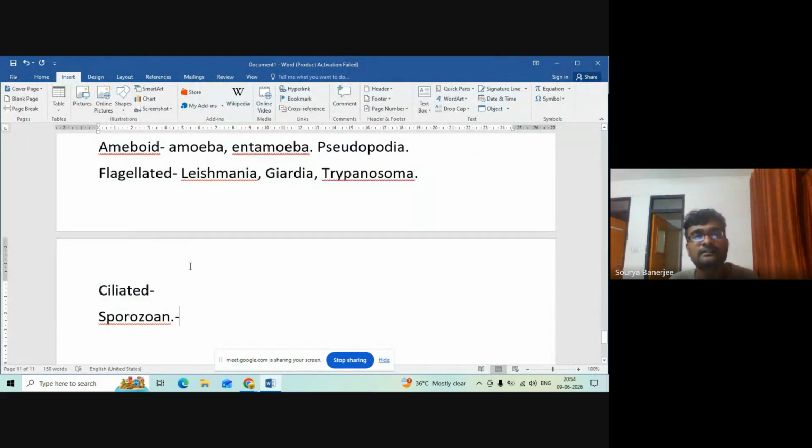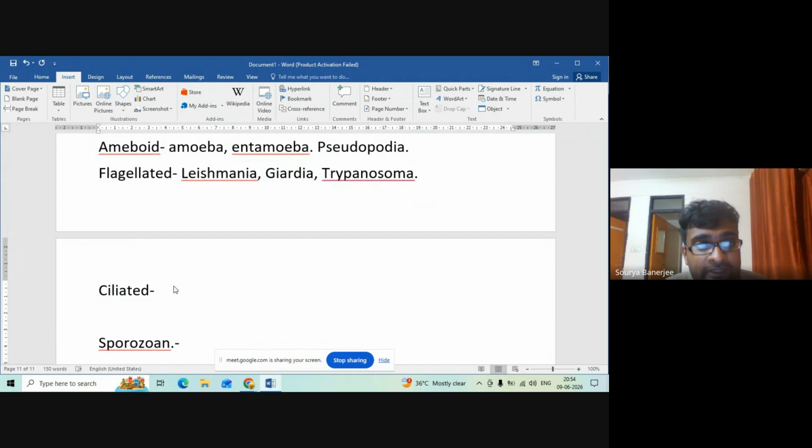Coming to ciliated. Ciliated means cilia is the main locomotory organ. But in case of the ciliated, there are other terms also. So there can be a question to differentiate between amoeboid and ciliated protozoa. The locomotory organ in case of amoeboid is pseudopodia, in case of ciliated it is cilia. In case of amoeboid, the engulfment of food particles is done by pseudopodia, but in case of ciliated, it is done by the cilia, with ingestion and egestion.